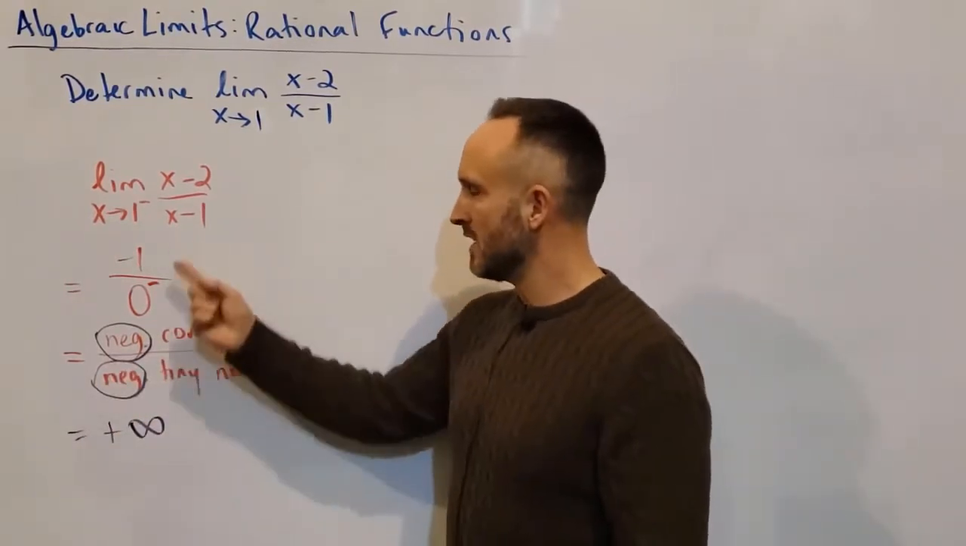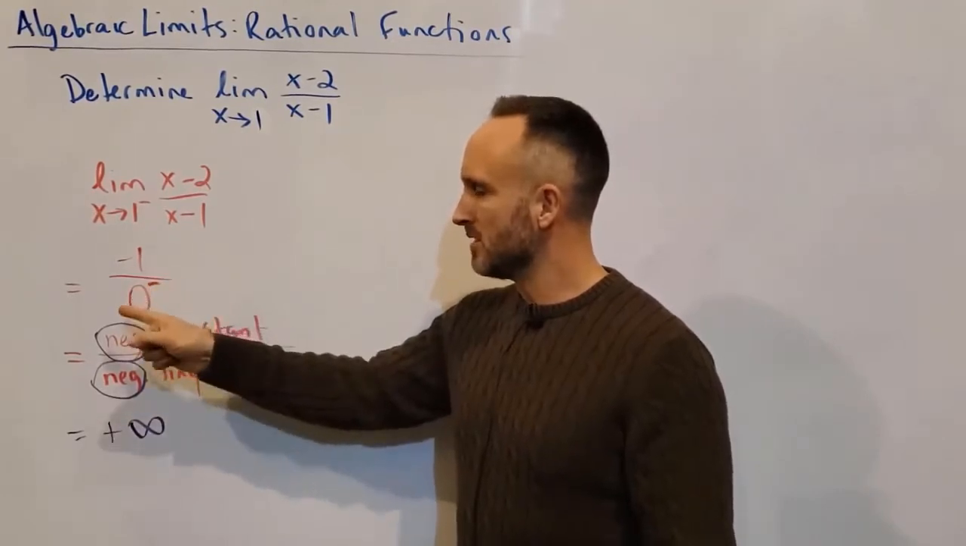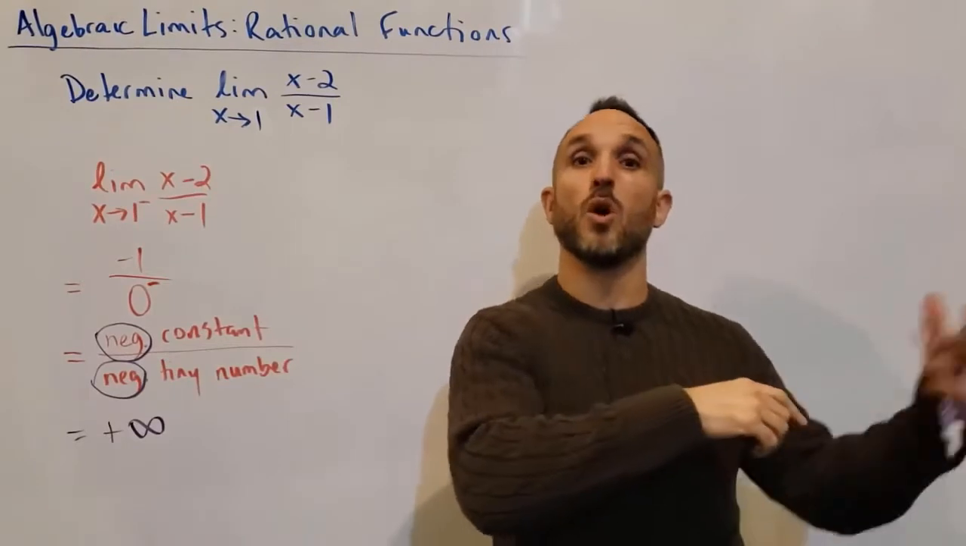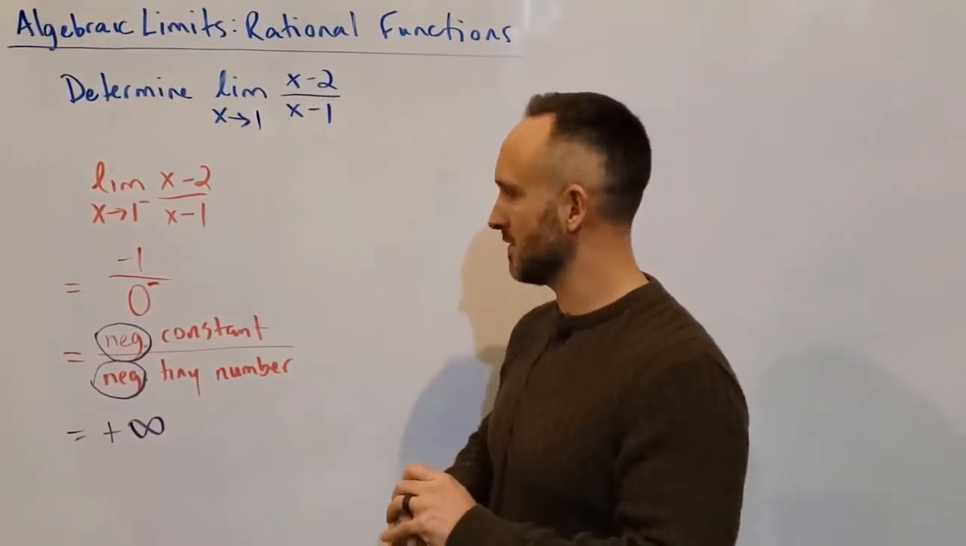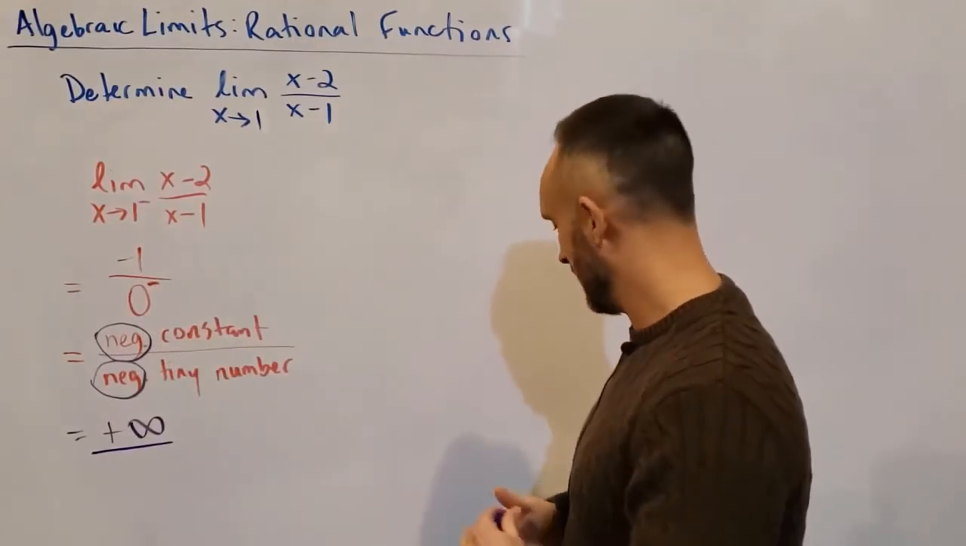Check it out for yourself. Divide by really tiny numbers in your calculator. Divide by negative 0.000001 and see what happens. You'll get a really massive number, okay? So the left-sided limit is positive infinity.